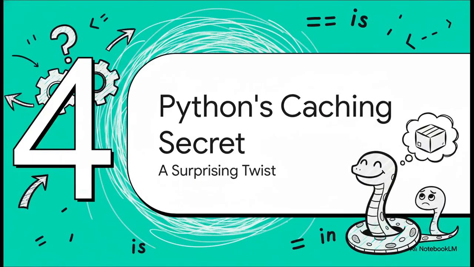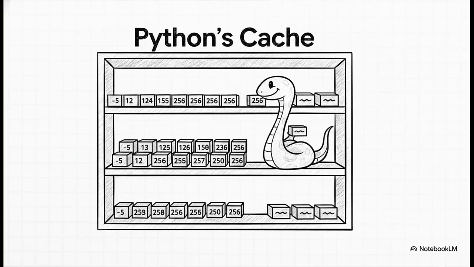But just when you think you've got it all figured out, Python throws us a massive curveball. There's a secret little optimization happening behind the scenes that can lead to some very surprising results. So to save memory and speed things up, Python actually pre-creates and caches a bunch of common unchangeable objects. This includes small integers, usually from -5 all the way up to 256, and a lot of simple strings. This whole process is called interning.